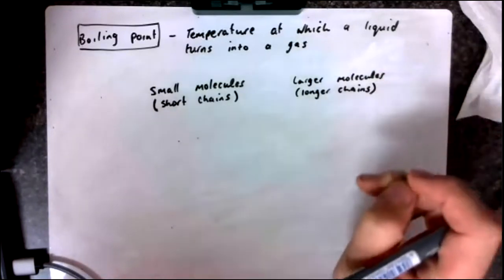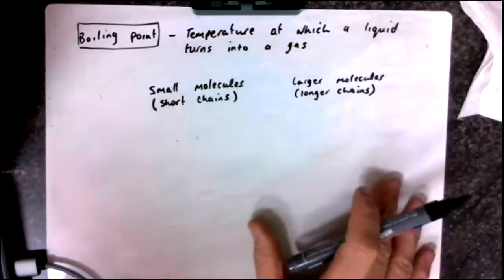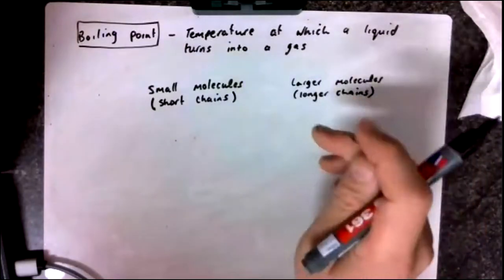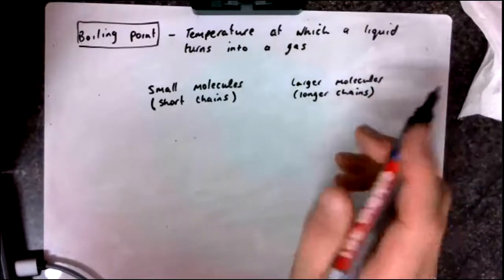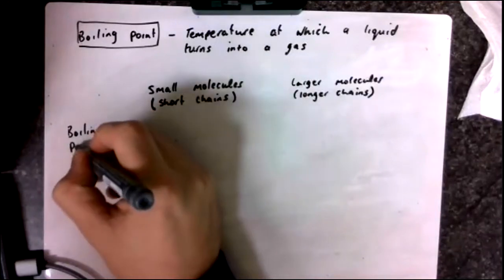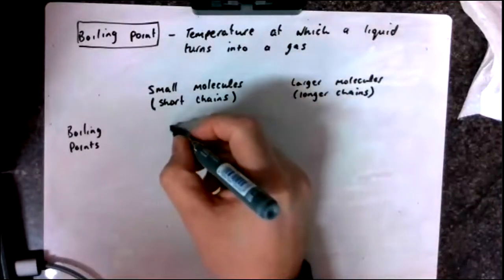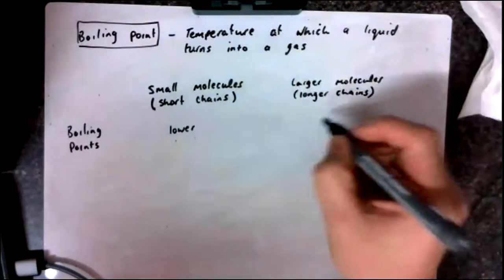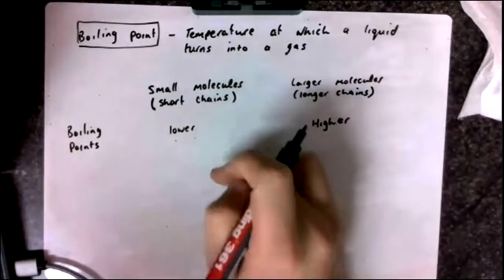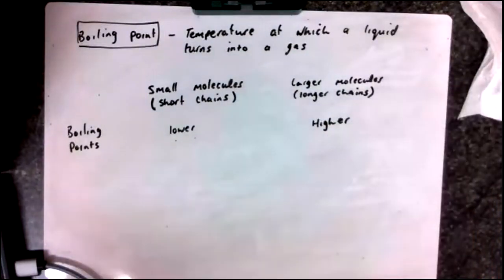Now, the real question here is you have to start thinking about, okay, well, what are the forces of attraction like? Well, if we have larger molecules, we have more atoms, we have more moving electrons, we're going to create stronger forces of attraction. So if we're comparing shorter molecules with longer molecules, we're going to have lower boiling points versus higher boiling points. That's a general rule. So smaller chains or shorter chains will have lower boiling points versus longer chains, which will have higher boiling points.